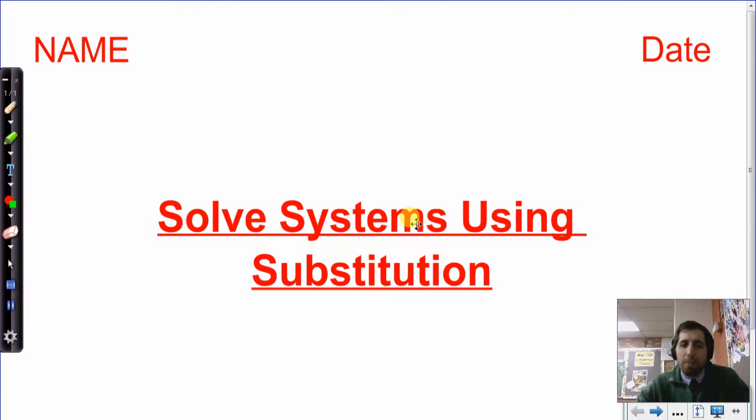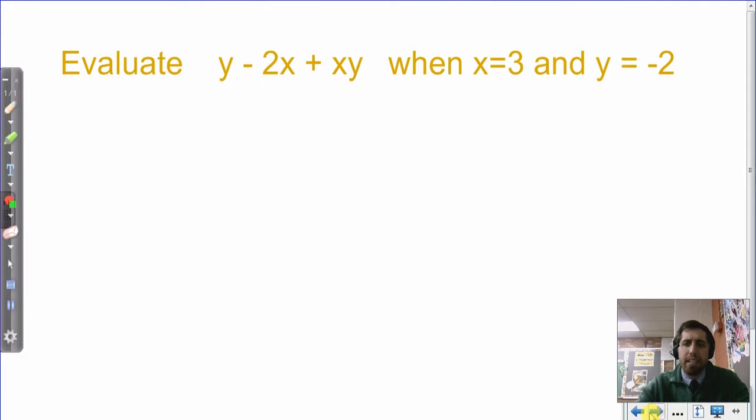Alright, so we already talked about how to solve systems graphically, but now we're going to use a process called substitution, which means you don't have to do any graphing. You can just do it by using those equations, manipulating them, and using some algebra. So name, date, title, and let's get after it.